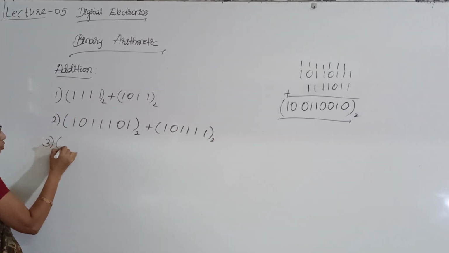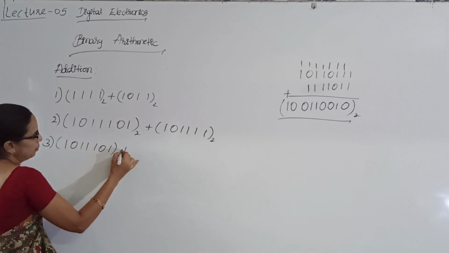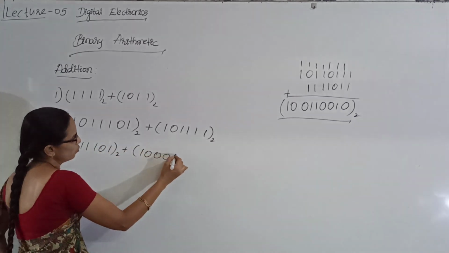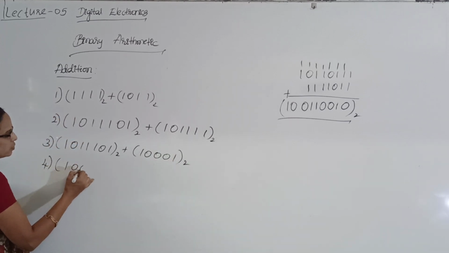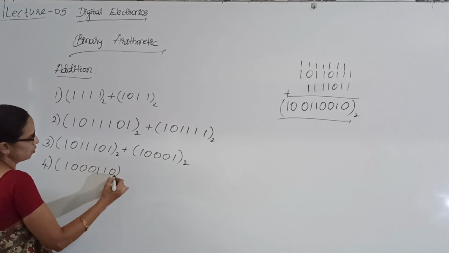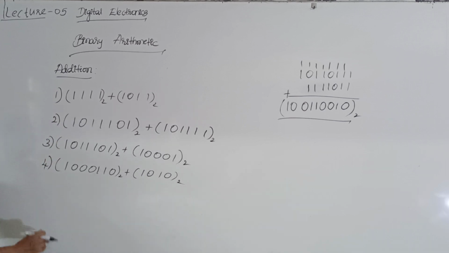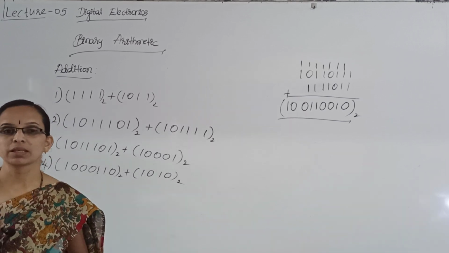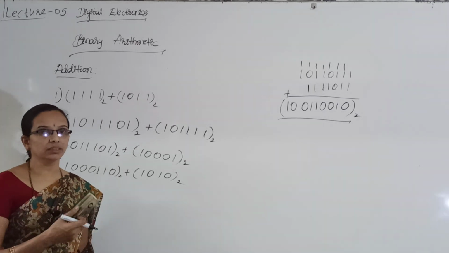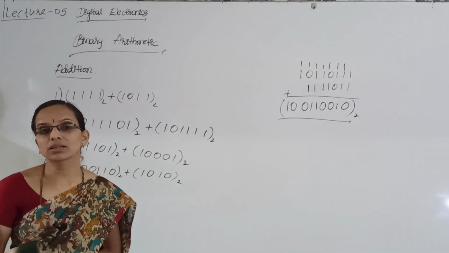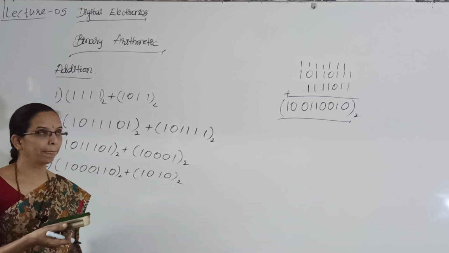The third one, 101101 plus 10001. The fourth one, 1000110 plus 1010. Do these problems. If you find any doubt, you can also verify. I have told you, convert that to decimal, add it, and verify your answer. Okay.